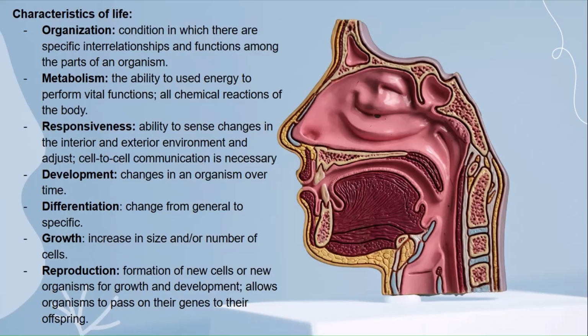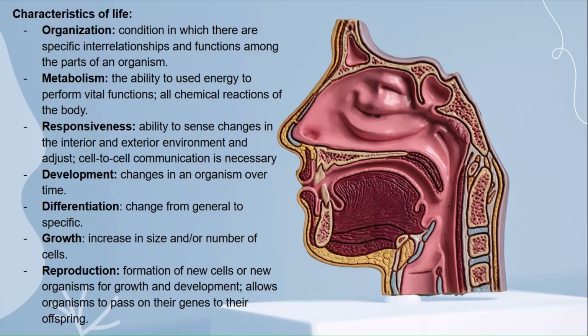body. Next is responsiveness. Responsiveness is the ability to sense changes in the interior and exterior environment and adjust, and it involves cell to cell communication. In responsiveness, cell to cell communication is necessary. Next is development, and development is changes in an organism over time. And next is differentiation, which is a change from general to specific.